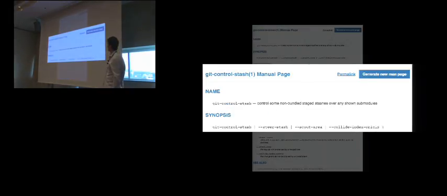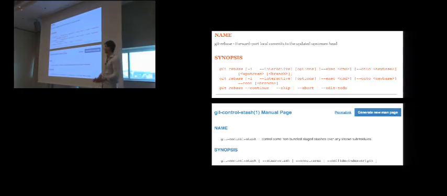Or this one, git distinguish tree. Distinguish a few non-clean remote trees inside various rev-listed upstreams. This is my favorite. And this one is very useful if you're working with submodules. Okay? Git control stash, control some non-bundled stage stashes over any shown submodules. All right. So you may have realized by now that I've been tricking you and that the last three commands were fake. Okay?